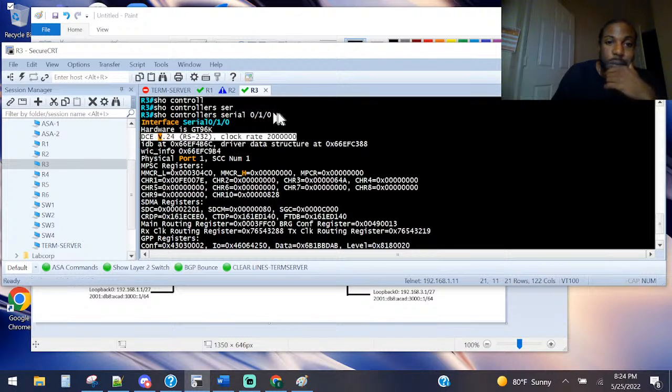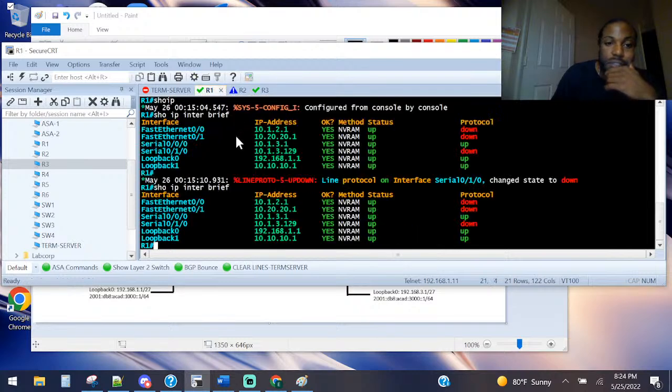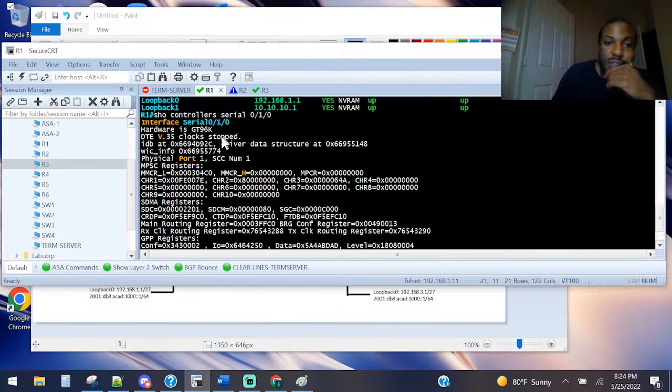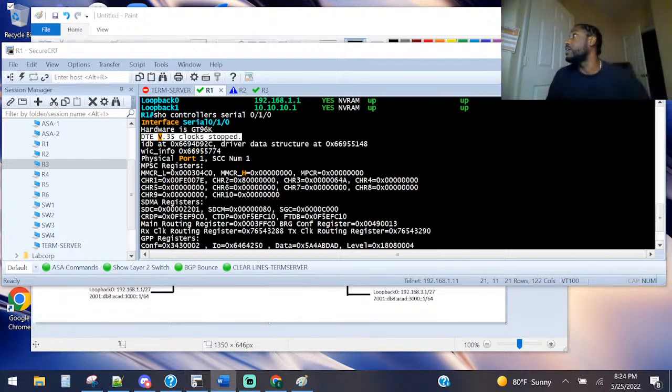We do that same command on the other side, router 1. Show controllers. He is not clocking. He should be the receiver. Clocks stopped. That is rather interesting. I've never seen that before. Let's Google that real quick. That's fine, we're doing some troubleshooting. That's some good experience for us as well, at least for me it is. Let's see what that is saying there.